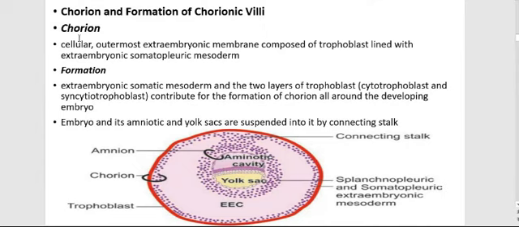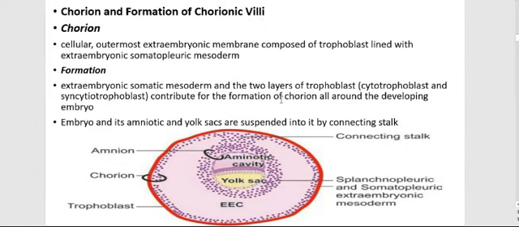Now the chorion has been formed, so it consists of these three layers of cells. The chorion has the somatopleric extra-embryonic mesoderm, and then the cytotrophoblast and the syncytiotrophoblast. So these three form the chorion: the extra-embryonic somatic mesoderm and the two layers of the trophoblast, cytotrophoblast and syncytiotrophoblast, all form what we call the chorion.